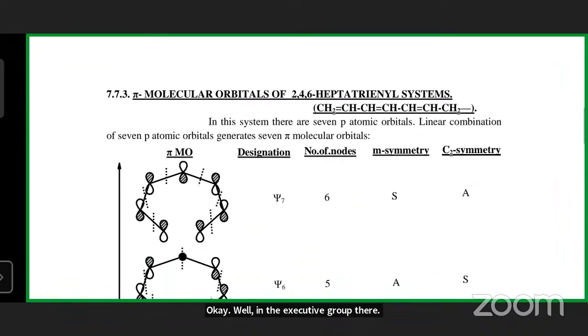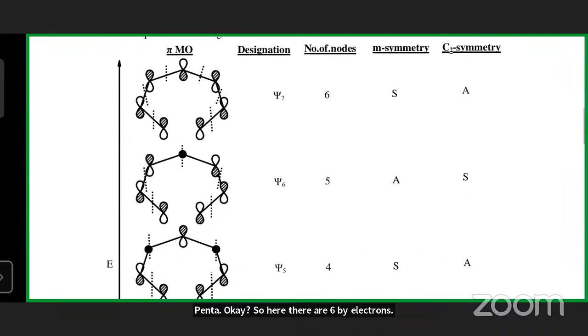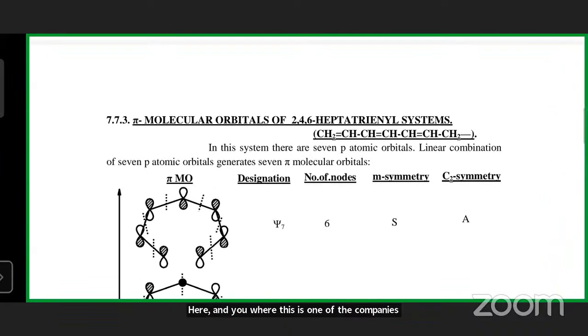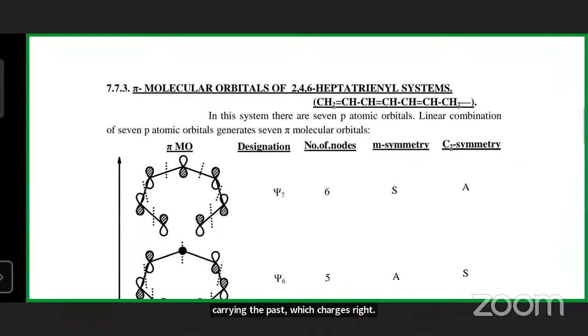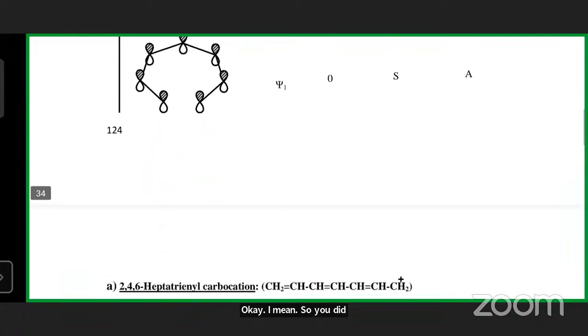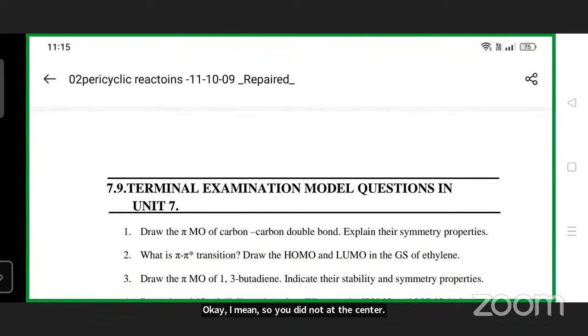And how to draw this particular molecular orbital here? So you can see, for example, in this, what is it? 2,4,6 heptatrienyl system, right? So here there are 6 pi electrons. You can draw these 6 pi orbitals here, where one of the carbons is carrying the positive charge, right? So where you can keep this particular, because it is a node here. Okay, means it is a nodal center.